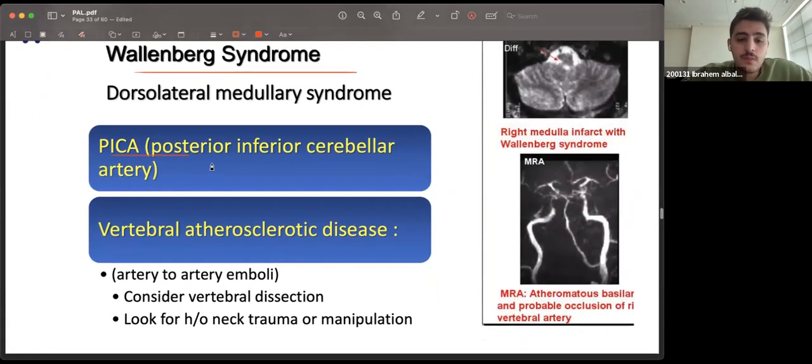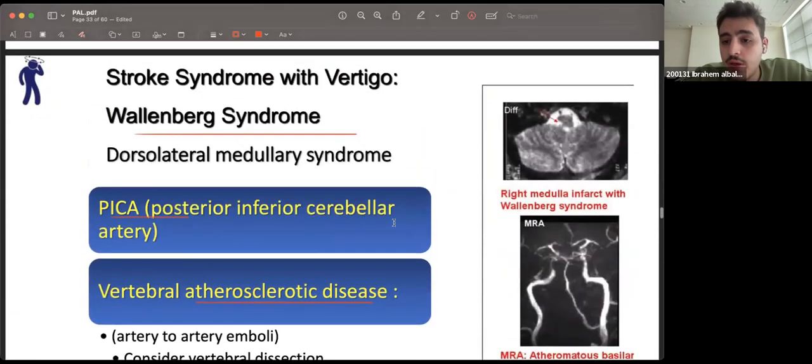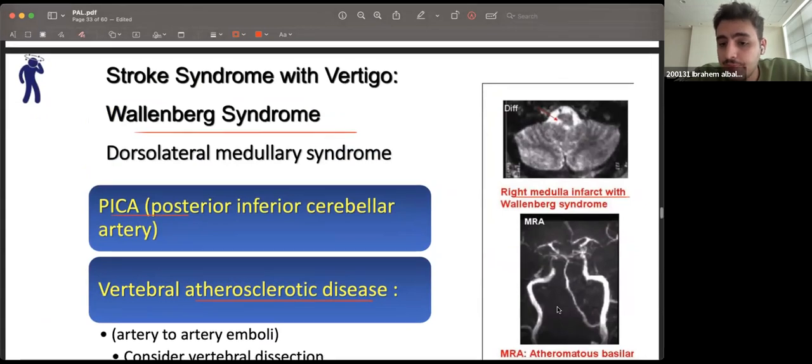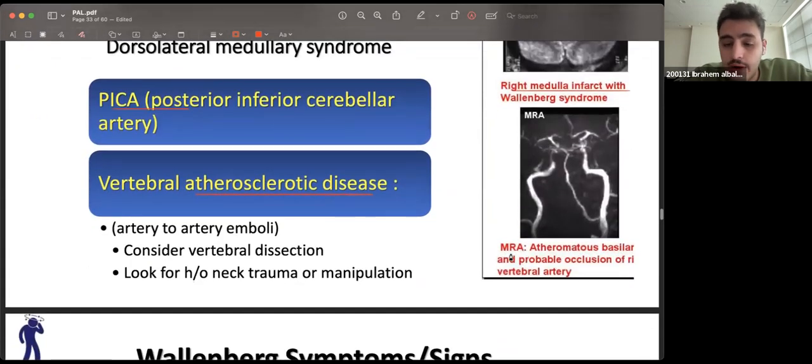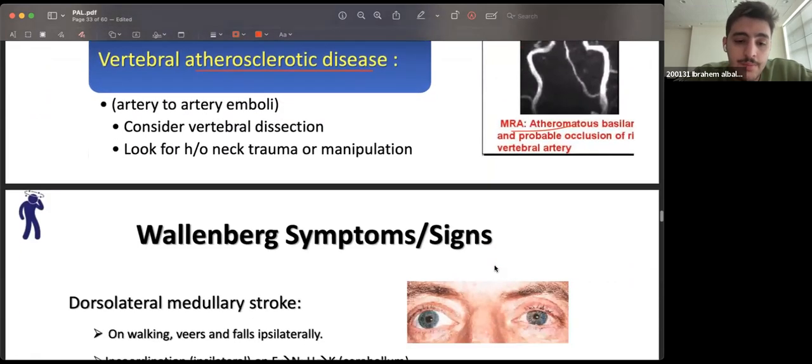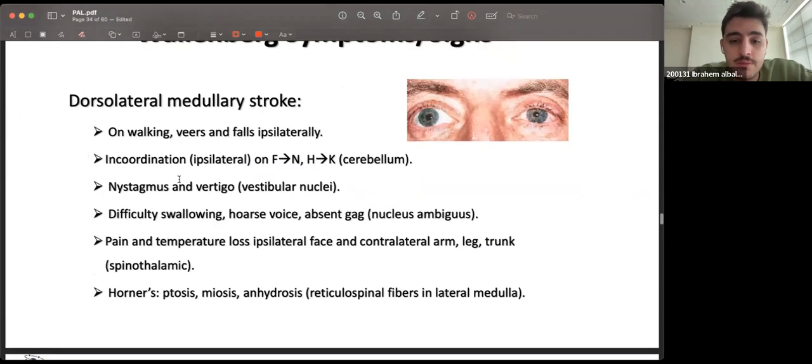Okay, and the patient will usually have risk factors for atherosclerotic disease, so he'll be a smoker, of old age, with high cholesterol, and so on. You can test for it using an MRI. This is a T2 MRI, or angiography.